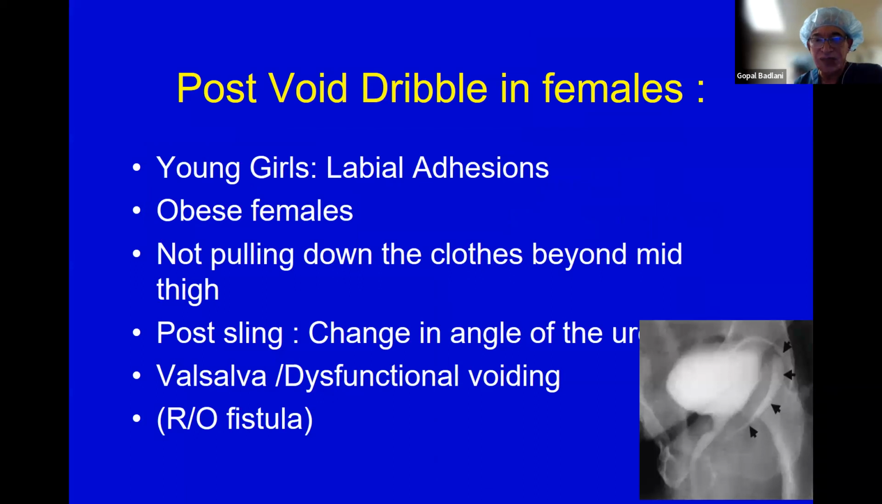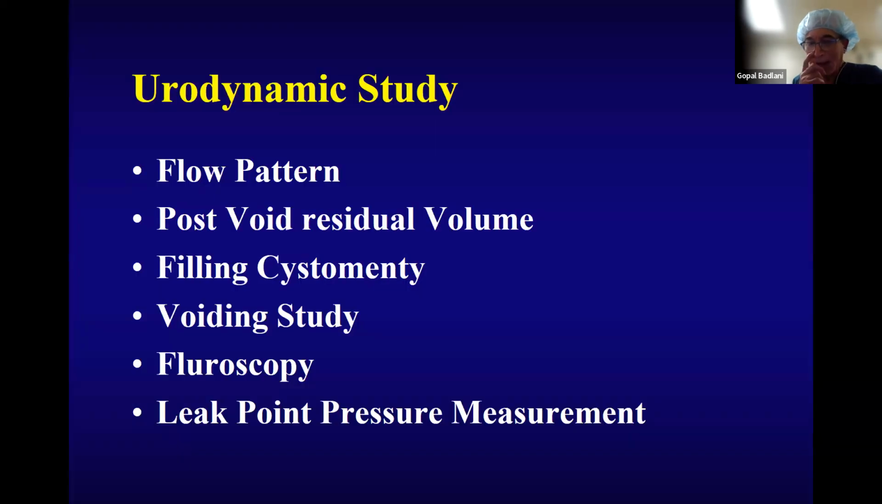This can also happen in young women because of labial adhesions, or in obese females where the urine goes down into the vagina. As you can see in this picture, the person is urinating, but some of the urine is going into the vagina, and that causes an after-dribble urination related to that.